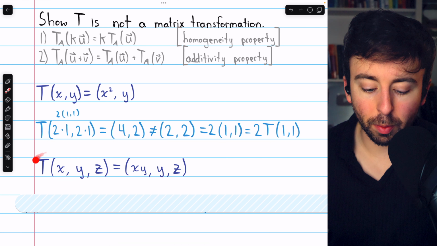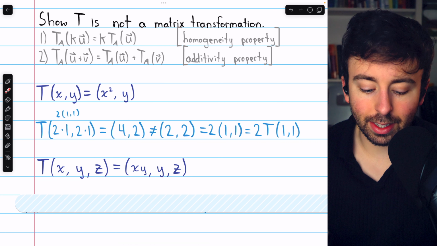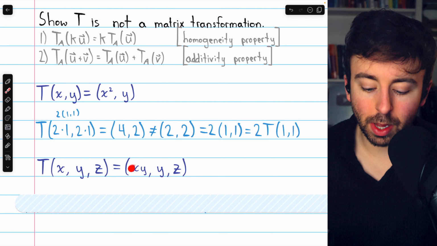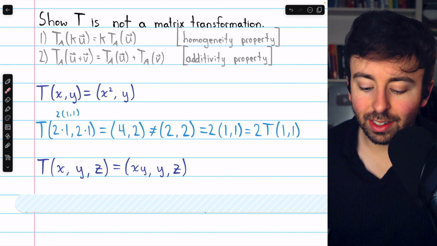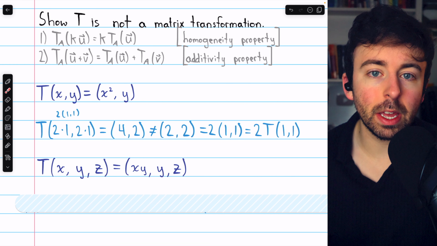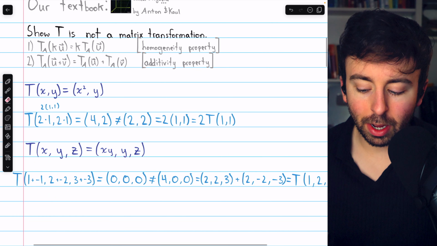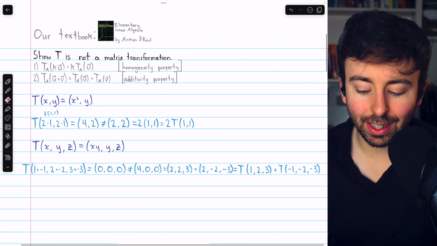So this is a transformation from R3 to R3. Its behavior is that it takes the x component and multiplies it by the y component, and it doesn't change the other two components. Again, at a glance, this does not appear to be a matrix or linear transformation because one of the components is a product of the variables. And in this case, we'll show the transformation is not a matrix transformation by showing that it violates the additivity property.